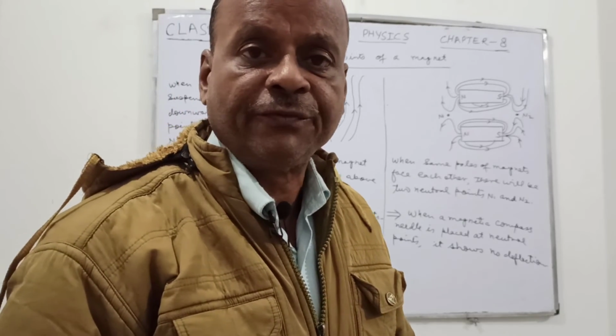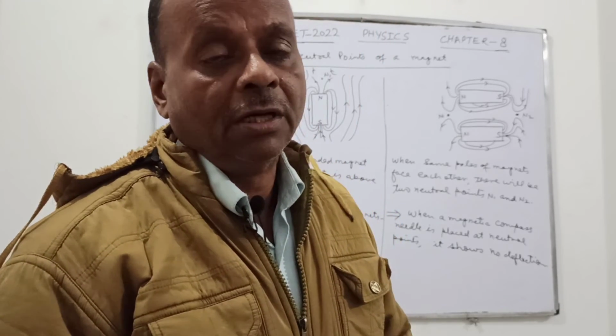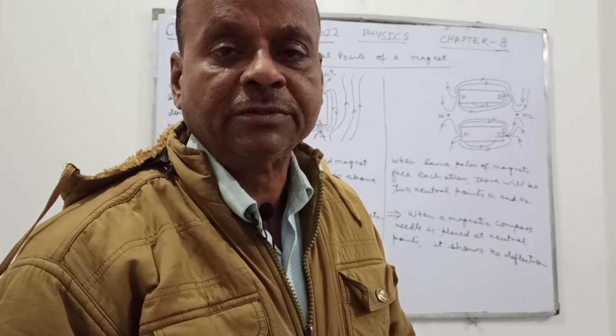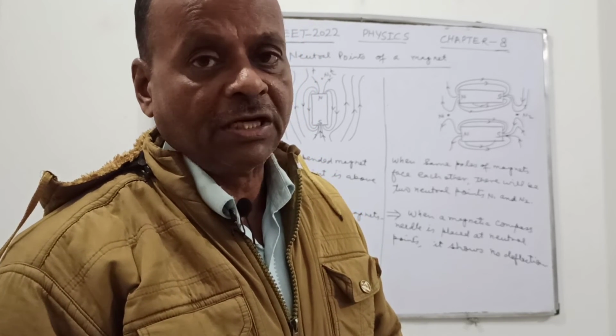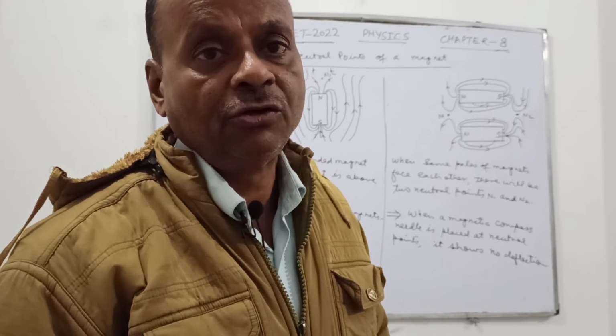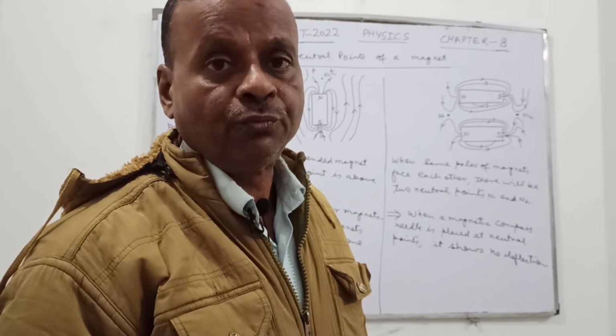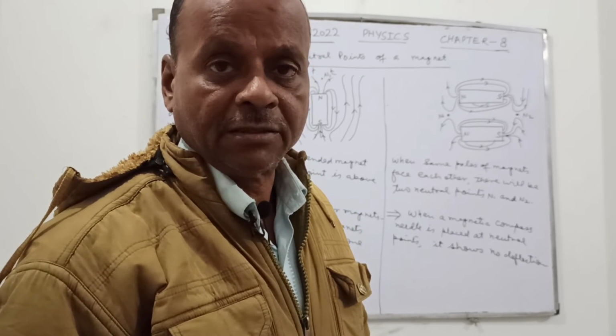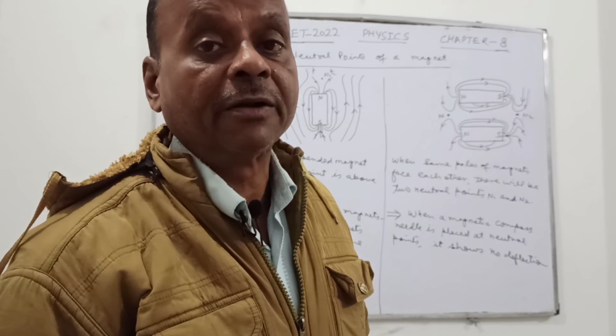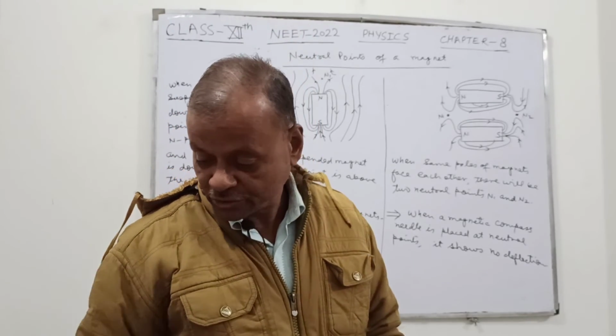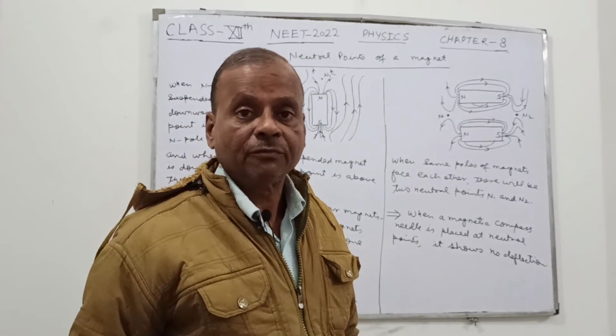What is the use of this neutral point? These neutral points are found to find the magnetic moment of the given magnet, because the Earth's horizontal component is known to us. So we can find the magnetic moment of the given bar magnet. So this is the use of these neutral points.